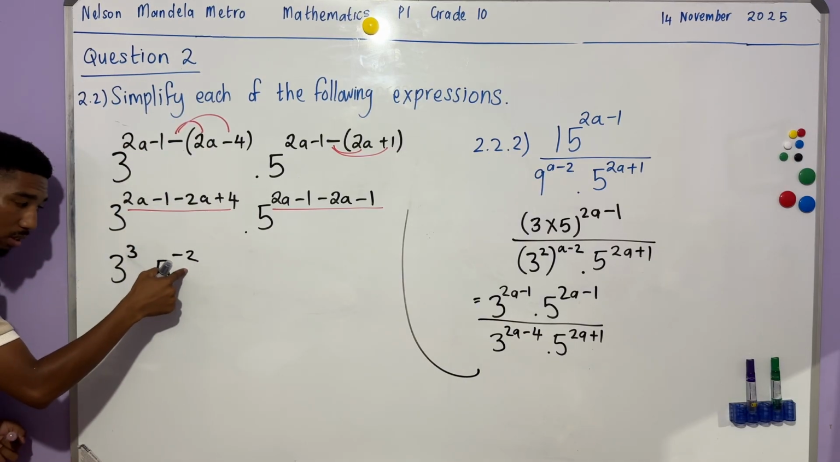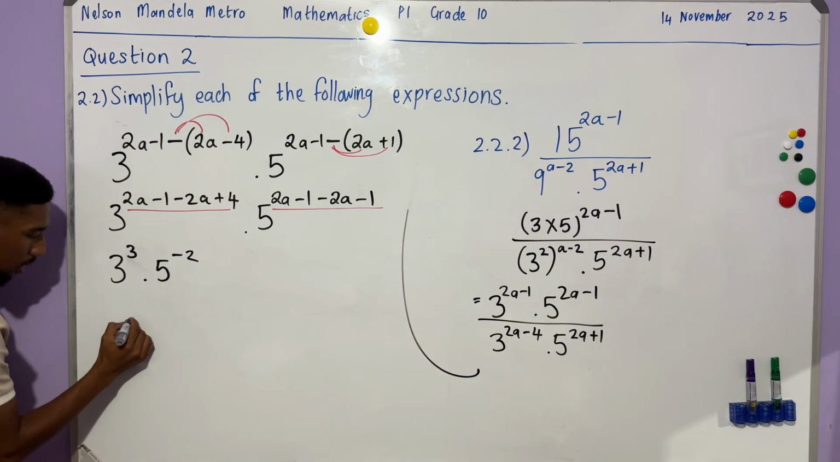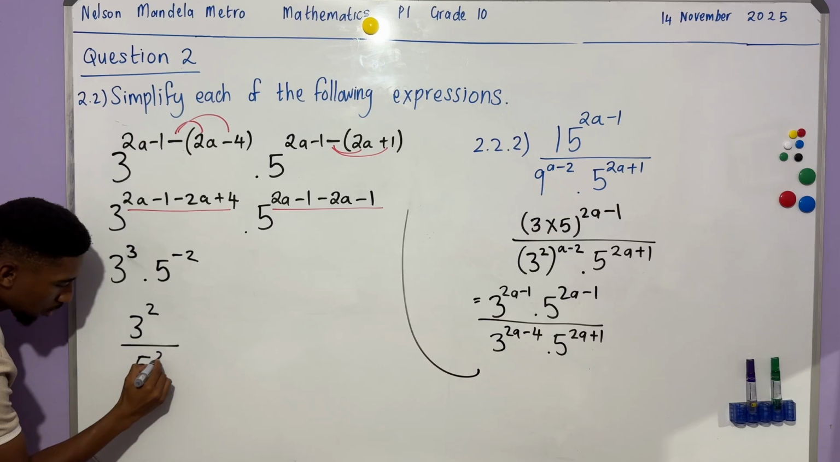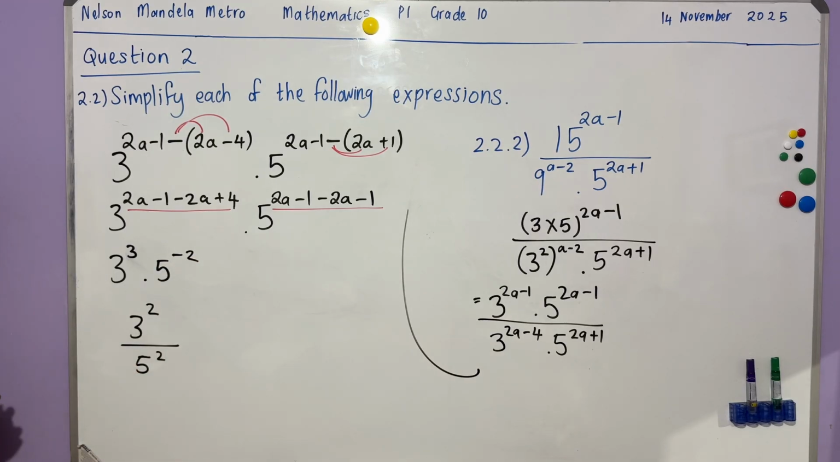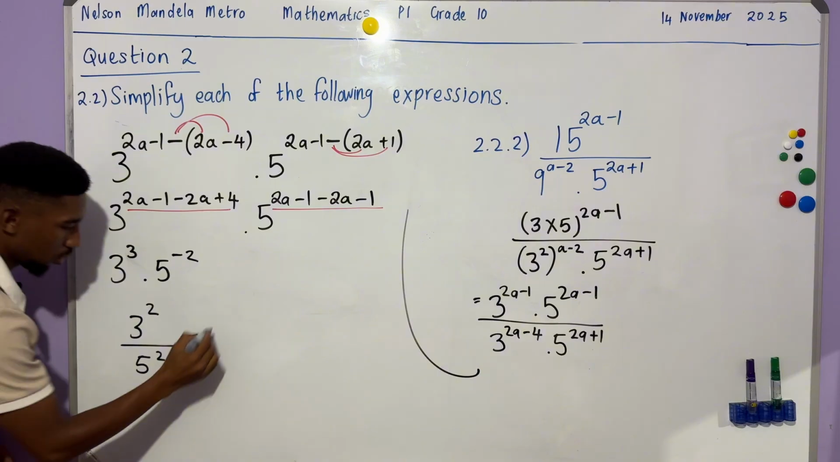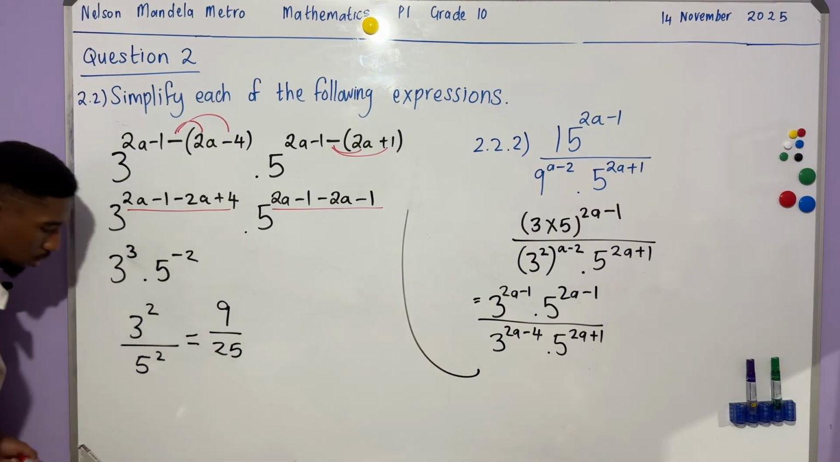Since it's a numerator, we're going to switch it to the denominator. That gives us 3 squared. Now it's at the bottom, 5. Now the squared, or the 2, is a positive exponent. And then finally, that's equal to 3 squared, which is 9 over 25.